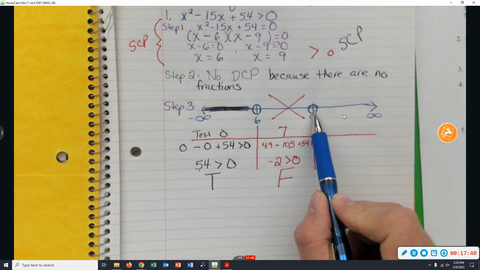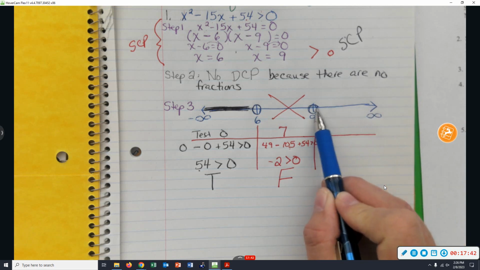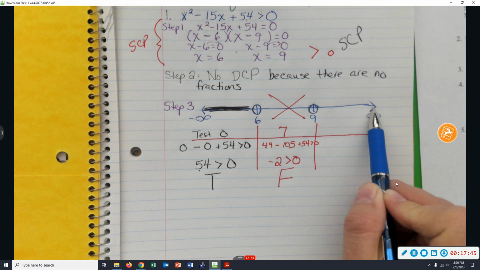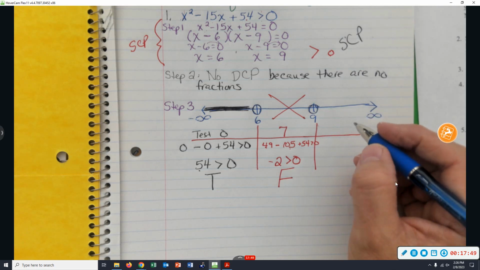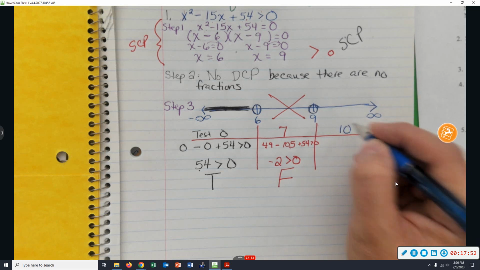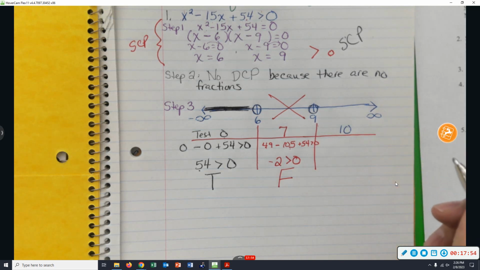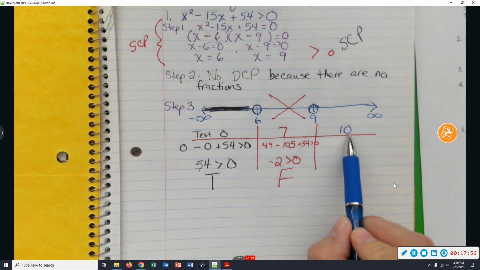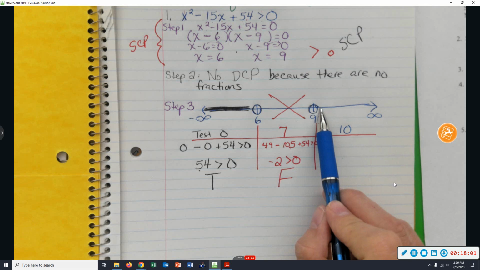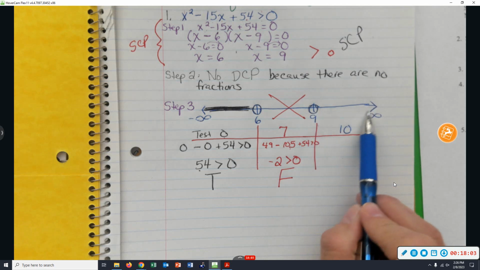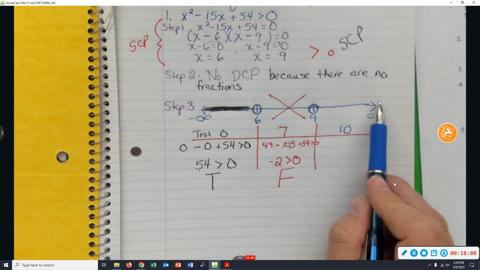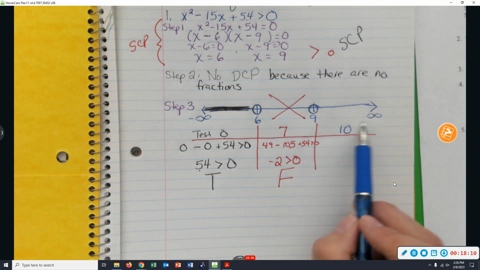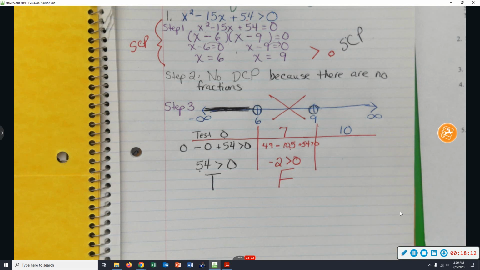Okay, so let's see. What do y'all think is going to happen here? Choose any number between 9 and infinity. Something easy to work with. 10. I think 10's a good number to use. And if 10 is true, this is amazing. If 10 is true, then every number between 9 and infinity is true. If 10 is false, then every number between 9 and infinity is false. Or else you messed up.